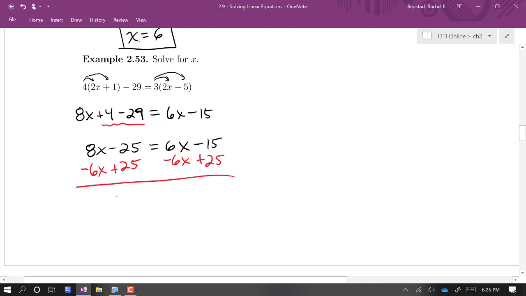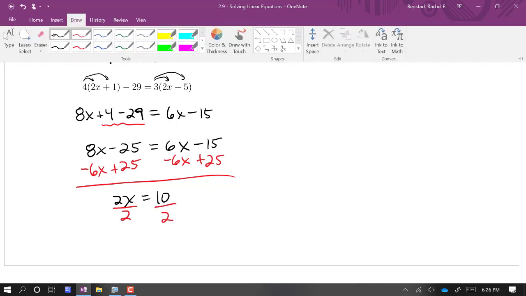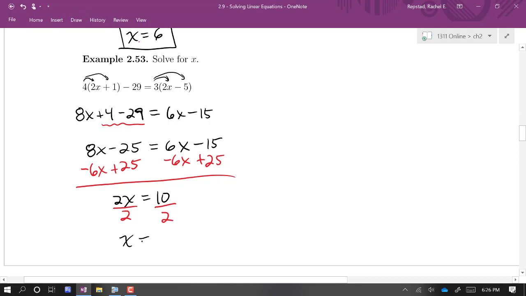This leaves us with the equation 2x equals 10. And now to get x by itself, I want to divide by 2 on this side, and I can do that as long as I also divide by 2 on the other side. And I get x equals 5.